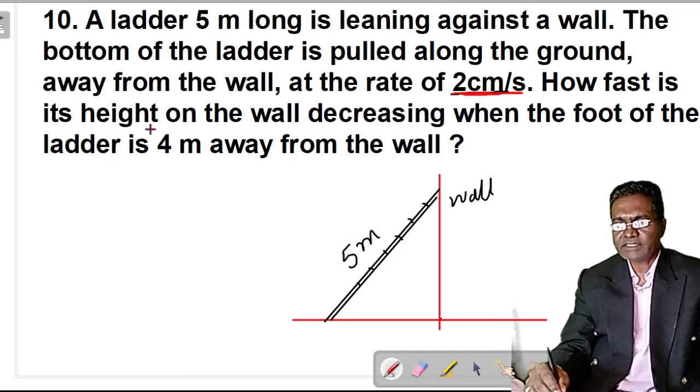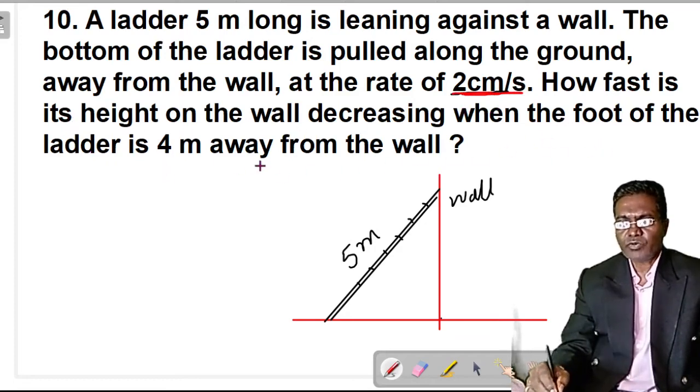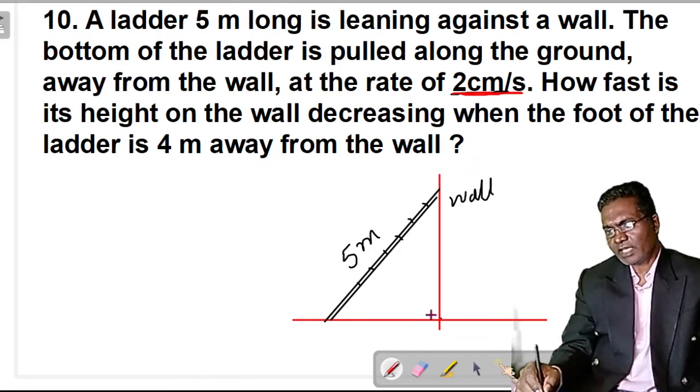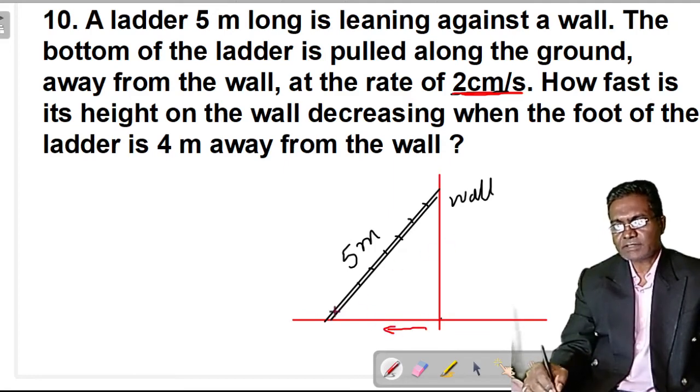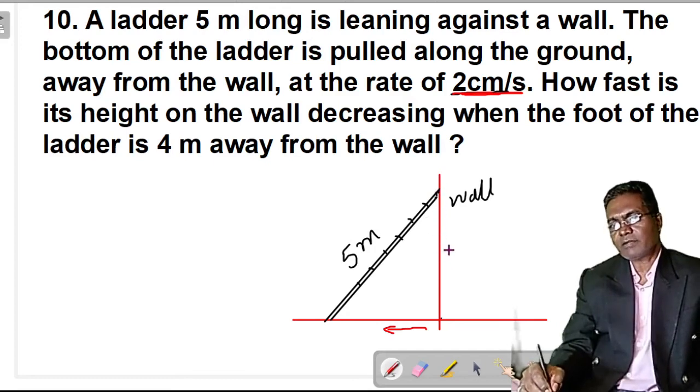How fast is its height on the wall decreasing when the foot of the ladder is 4 meter away from the wall? Okay. So when you pull this ladder away from the wall and it reaches 4 meter, at what rate is the ladder height decreasing, that we have to find out.